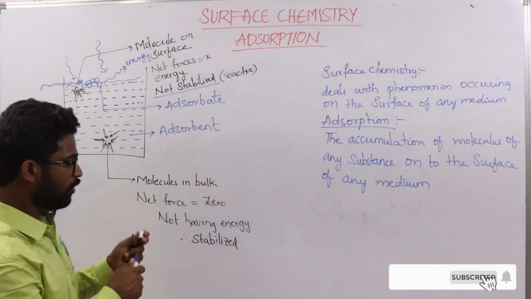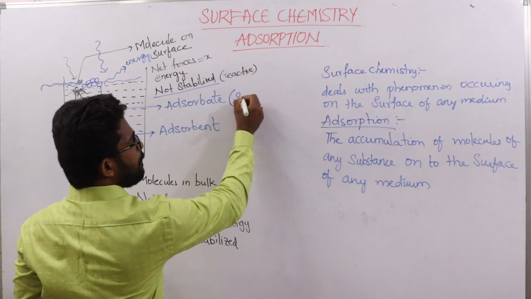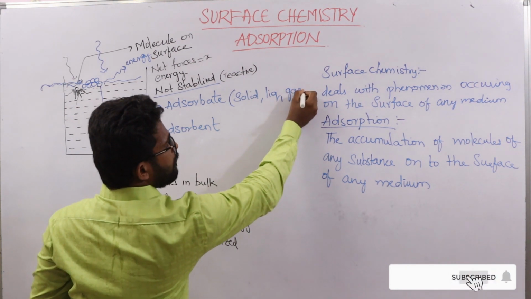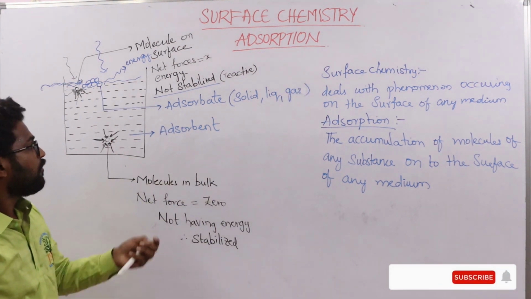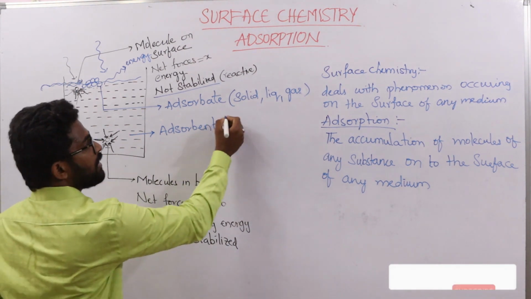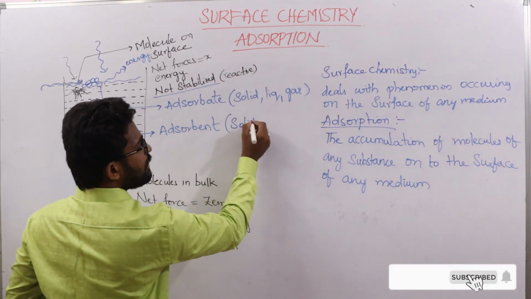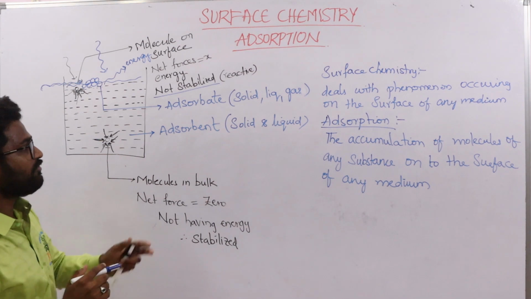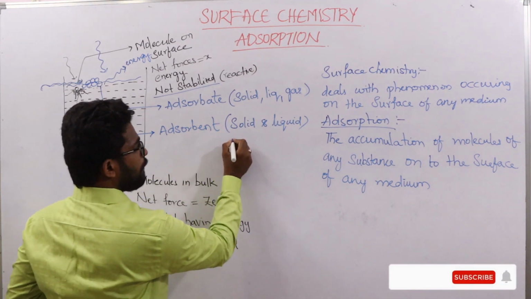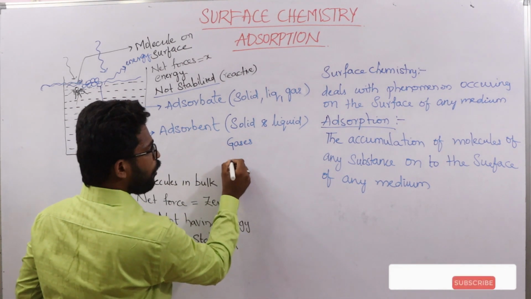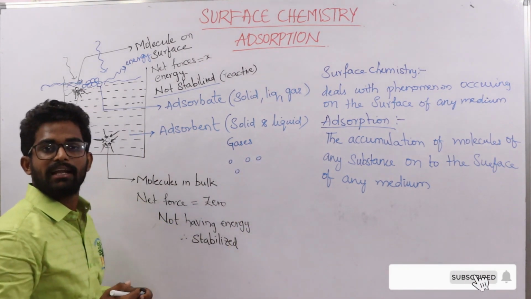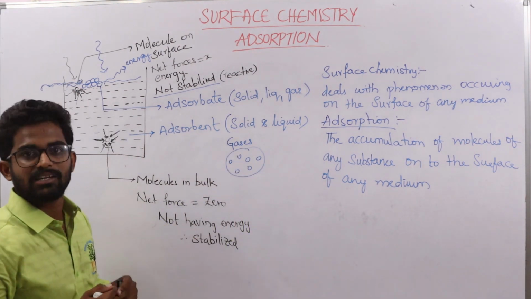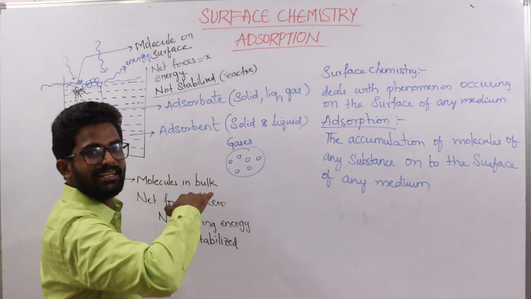So what kind of mediums can be adsorbate or adsorbent? The adsorbate may be a solid, a liquid, or a gas. But when you come to the adsorbent, only solid and liquid are considered, because in gases there are no intermolecular forces between the gas molecules. So because of this, they cannot provide any surface.